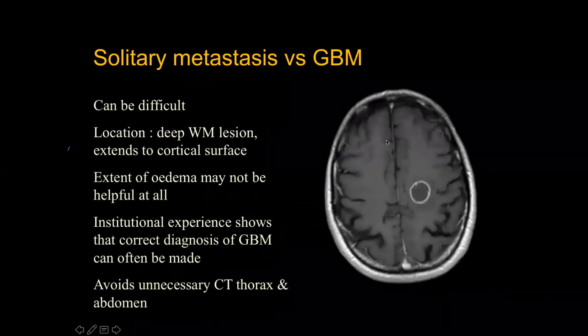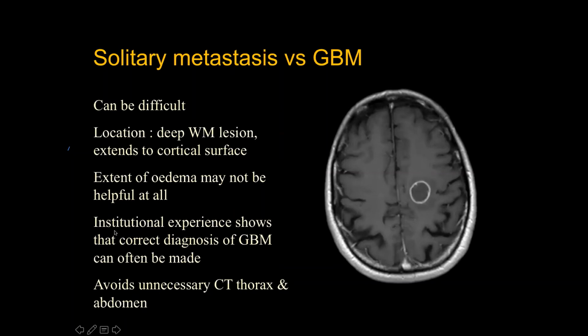So what are the diagnostic challenges? When you have a solitary lesion, most of the time you want to know whether this is a metastasis or a GBM. If you have multiple lesions that look like tumor, you'll probably be quite safe this is metastasis. Even then, you can have multifocal gliomas. Deep white matter extending to the cortical surface is one thing, commoner in GBM. Extent of edema, I do not find it helpful. You can have a big GBM with very little edema. You can have metastasis with no edema.